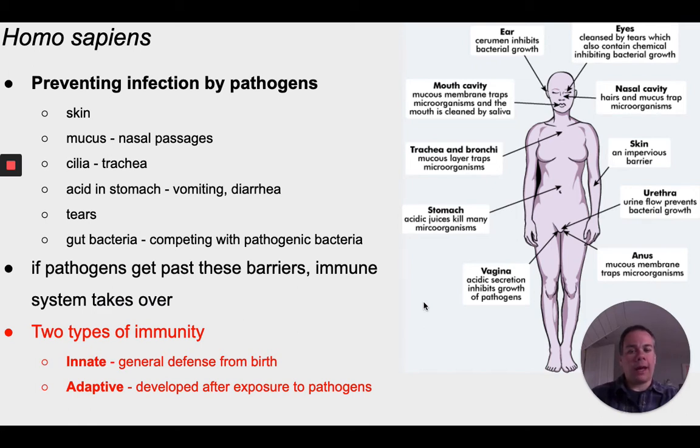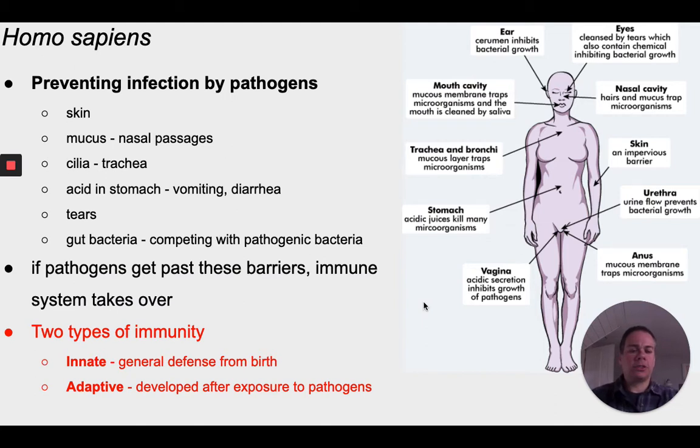And they allow for us to take care of these pathogens before our immune system is necessary to keep these pathogens out. If pathogens are able to penetrate through those barriers, then once those pathogens come into our cells and tissues, that's when our immune system takes over.